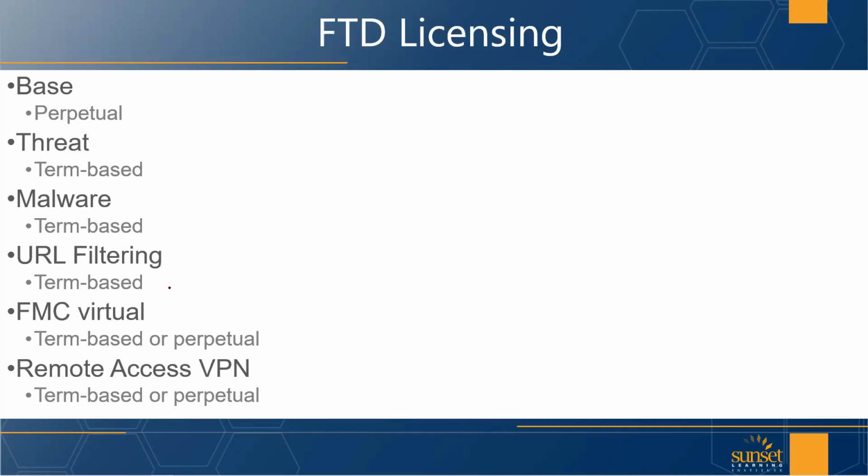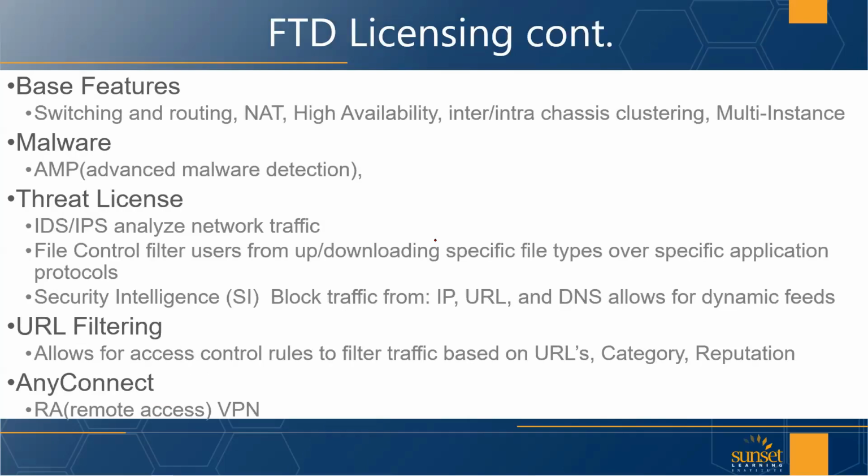All right, so FTD licensing. We have some different licensing here. We have our base licensing, which is perpetual, threat, malware, URL filtering, FMC virtual licensing, and remote access VPN. Base FTD licensing features allow for switching and routing, NAT, high availability, inter and intra chassis clustering, and multi-instance.